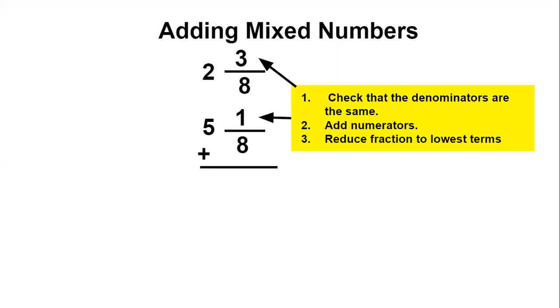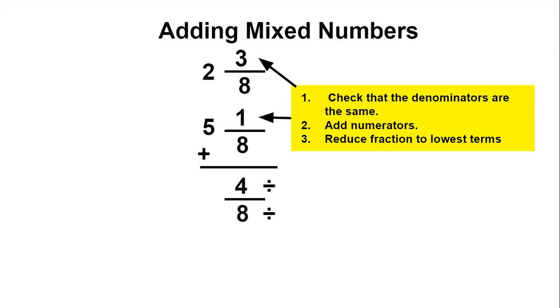Well, we check that the denominators are the same. They are, they're both 8s. Then we add the numerators, the 3 plus the 1, and then we reduce the fraction to lowest terms. So 3 plus 1 is 4, so we have 4/8.